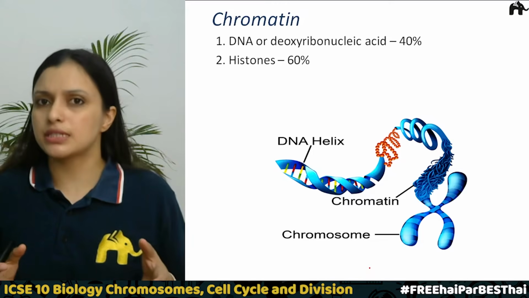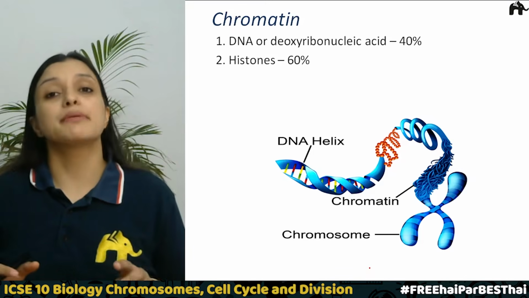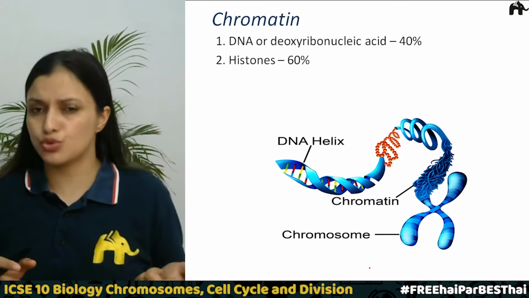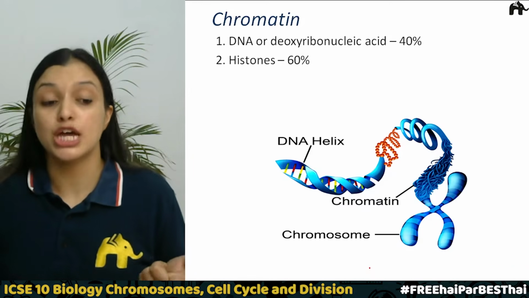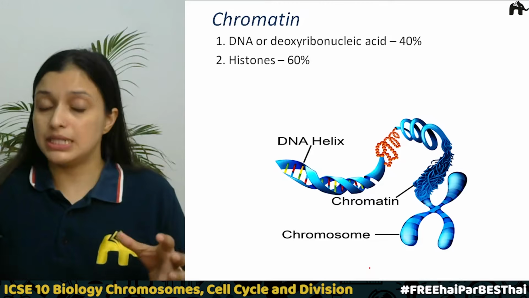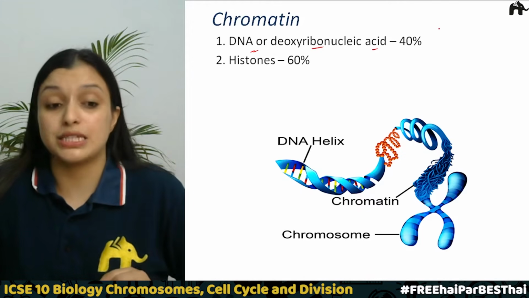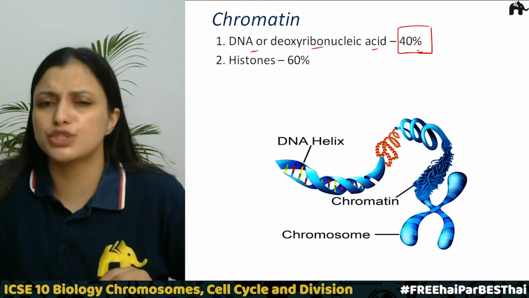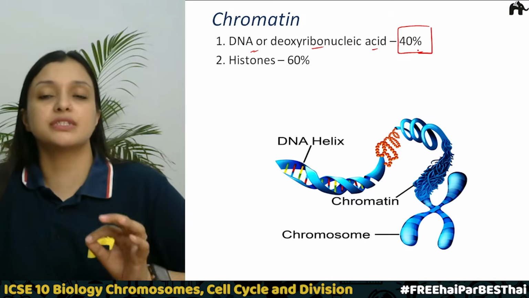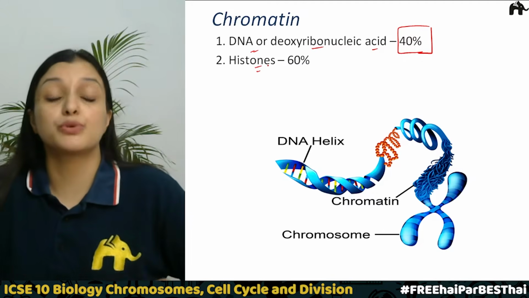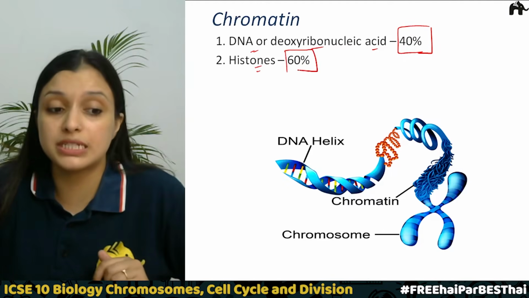Now talking about chromatin, we already spoke about chromatin when we were discussing chromosomes, right? So what is chromatin? Chromatin is made up of two things. One is DNA and the other one is histones, which are proteins. So this chromatin material is made up of DNA, that is deoxyribonucleic acid, which constitutes around 40%, and histones, which are proteins, constitute around 60%.